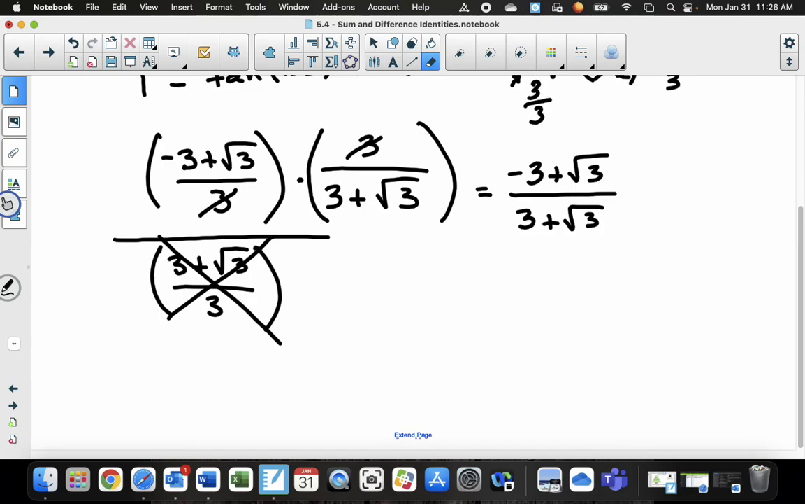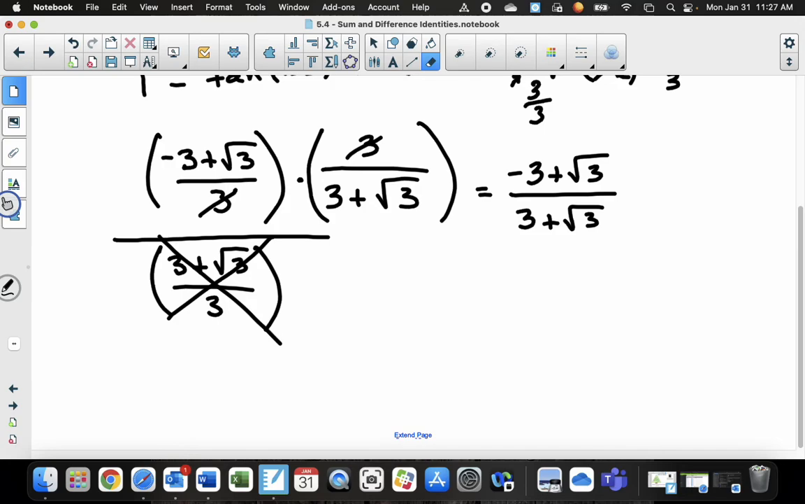Now what? We're not quite there yet. We're close. We're getting there, but not quite. We've got a square root in the denominator yet. We've got to rationalize this. How do I get that out of there?